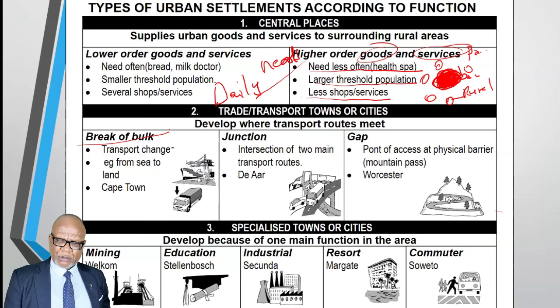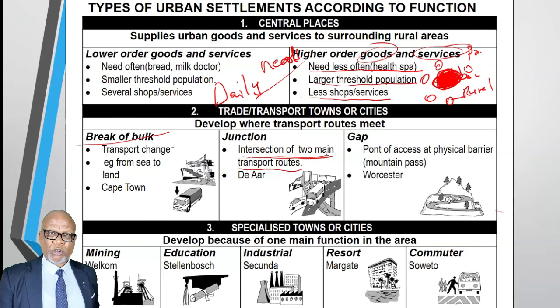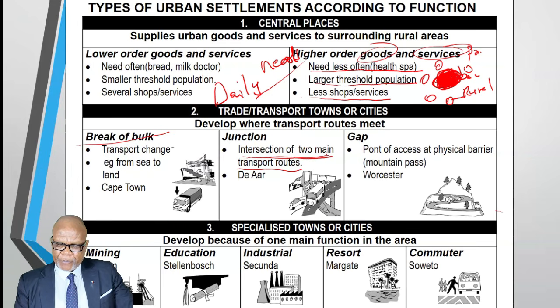And then we have junction towns. Junction towns are simply towns that are found at main intersections. Then we have gap towns. What are gap towns? Gap towns are towns that are found at the point of access through a physical barrier. If we have a mountain and there's a gap through the mountain, the town there is called a gap town.